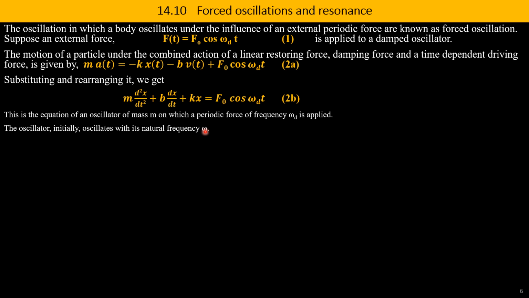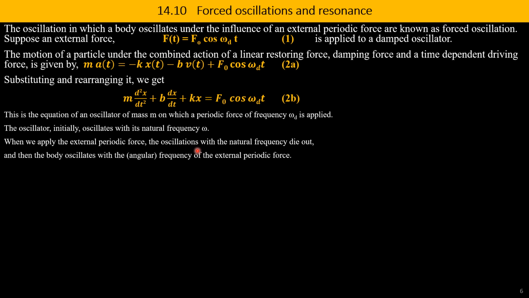The oscillator initially oscillates with natural frequency omega, and when we apply the external force, the oscillations with natural frequency die out, and then the body oscillates with only the external periodic force. Its displacement after natural oscillation is given by the relation x of t equals A into cos of omega d into t plus phi. Let it be equation 3.